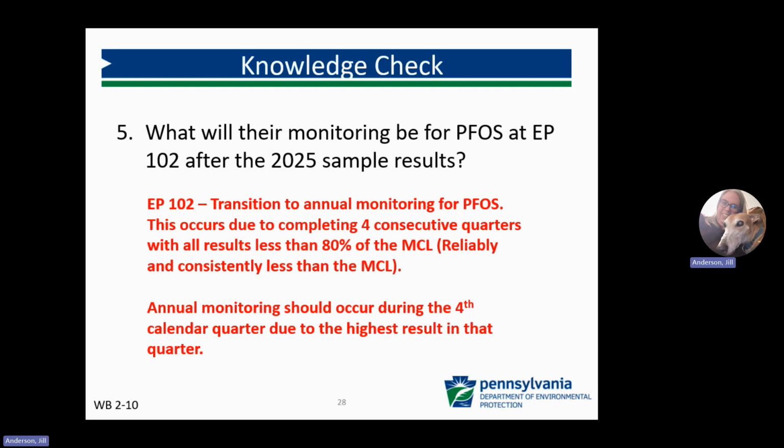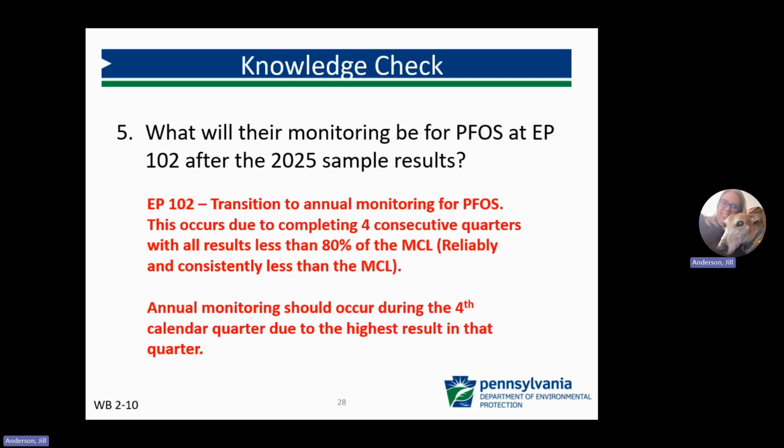And the answer is that entry point 102 will transition to annual monitoring for PFAS, and this is because all of their individual results in 2025 were less than 80% of the MCL, or again, reliably and consistently less than the MCL. Annual monitoring should occur during the 4th calendar quarter because that was the quarter with the highest result.